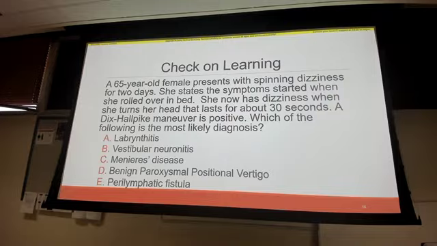A 65-year-old female presents with spinning dizziness for 2 days. She states the symptoms started when she rolled over in bed. She now has dizziness when she turns her head that lasts for about 30 seconds. A Dix-Hallpike maneuver is positive. Which of the following is the most likely diagnosis?